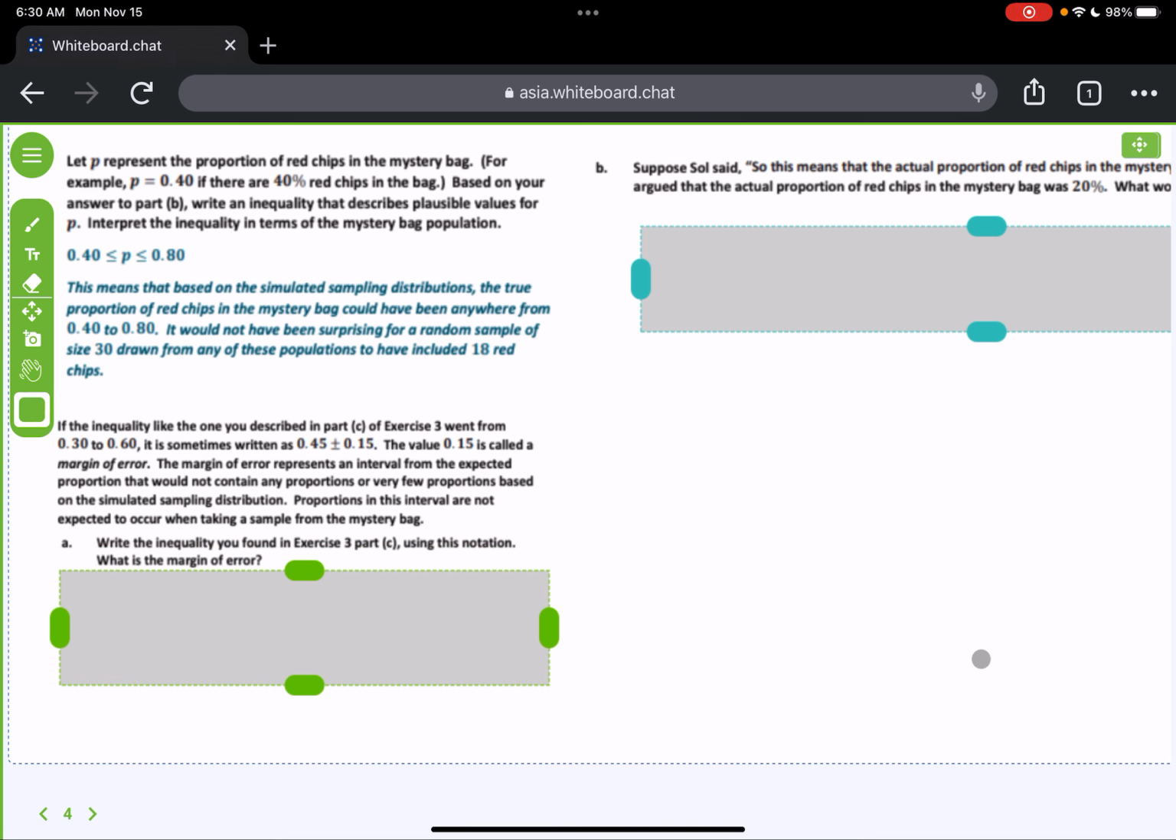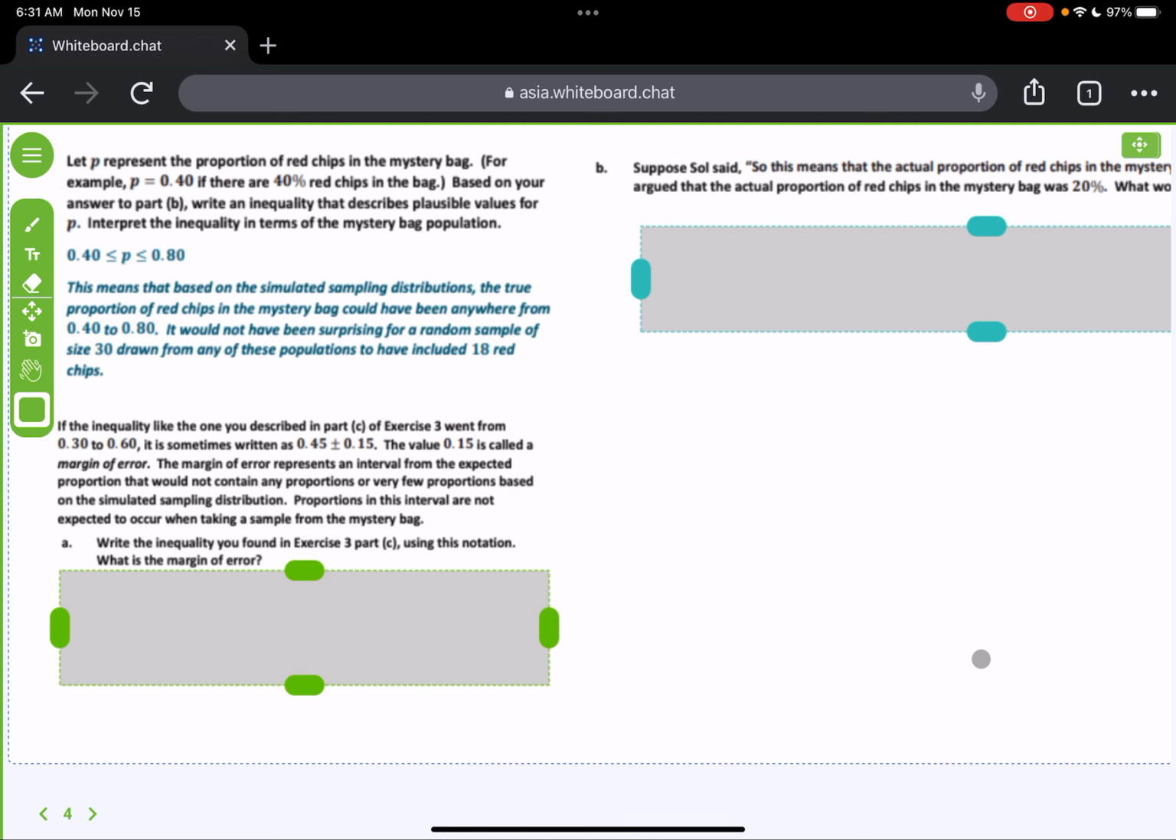Okay? And the inequality, like the one you described in part C of exercise 3, went from 30 hundredths to 60 hundredths. It is sometimes written as 0.45 plus or minus 15 hundredths. The value of 15 hundredths is called a margin of error. The margin of error represents an interval from the expected proportion that would not contain any proportions or very few proportions based on the simulated sampling distribution. Proportions in this interval are not expected to occur when taking a sample from the mystery bag.